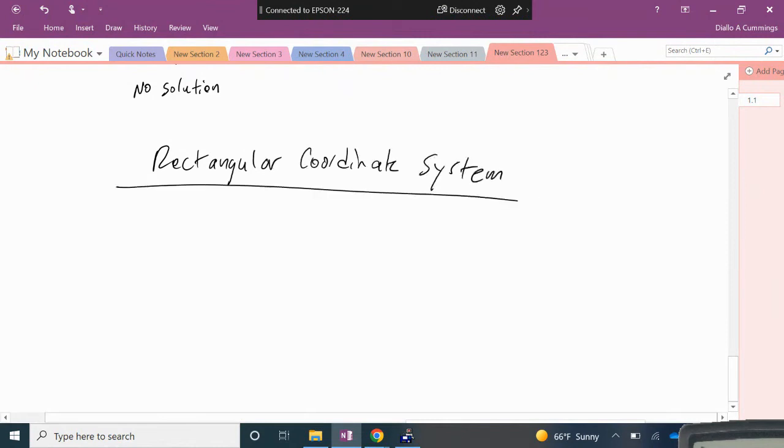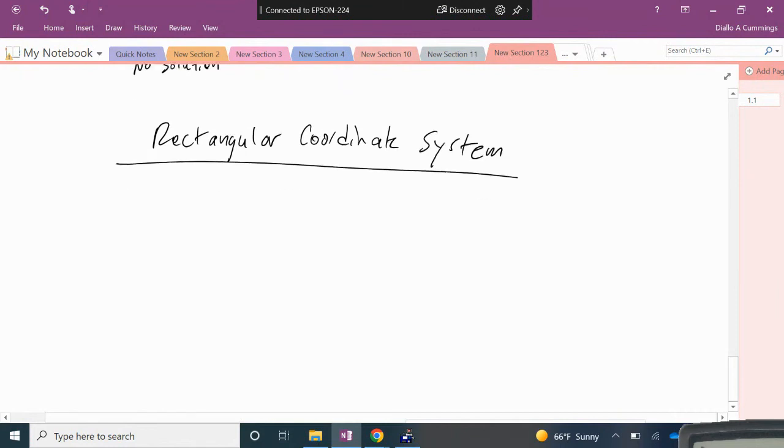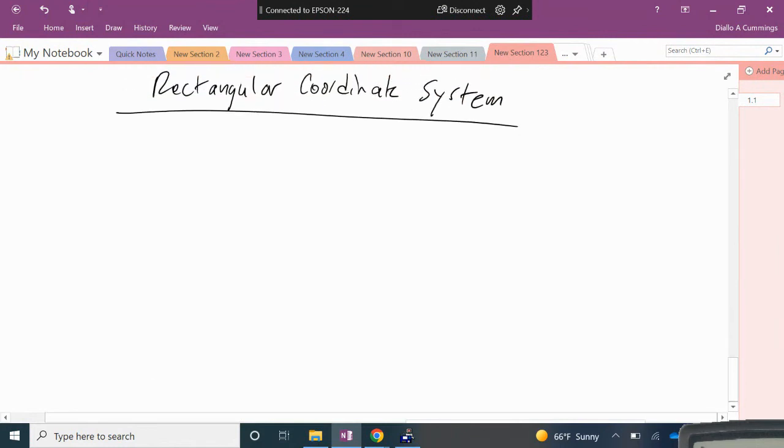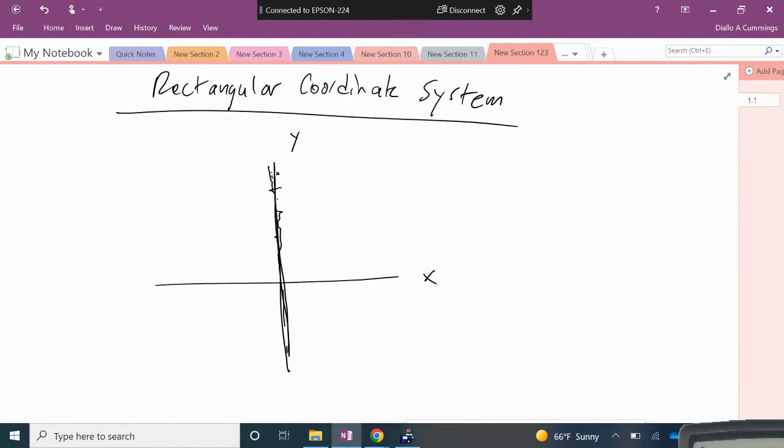In some books, you may see it as a Cartesian coordinate system. So for the rectangular coordinate system, we have two axes. We have a horizontal axis, which is the x-axis, and we have a vertical axis, which is the y-axis. So now from geometry, we have what's called a plane, and a plane extends forever in all directions. The x and y axes split the plane into four quadrants, right?